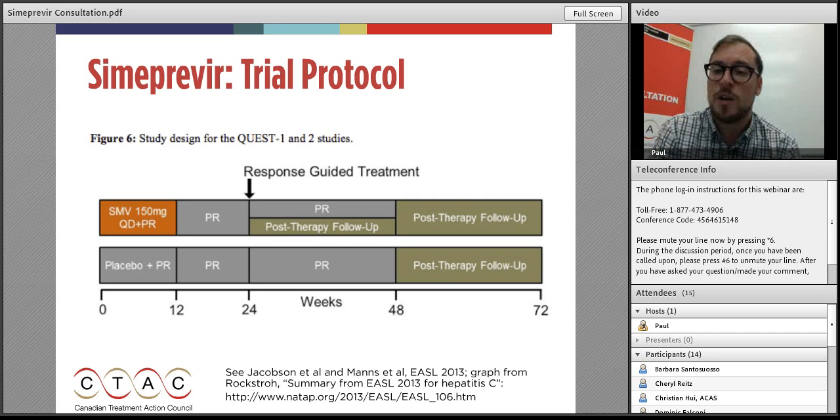And this is an important piece to point out: the comparisons that are happening here are not between a triple therapy of ribavirin, pegylated interferon, and Simeprevir versus Simeprevir. The standard of care that's being measured against here is ribavirin and pegylated interferon plus Simeprevir versus ribavirin and pegylated interferon alone. It's important to keep in mind because the numbers that we're looking at would be different.